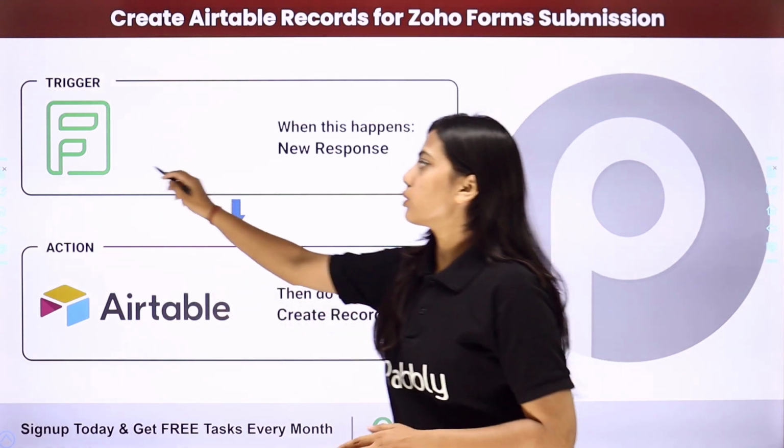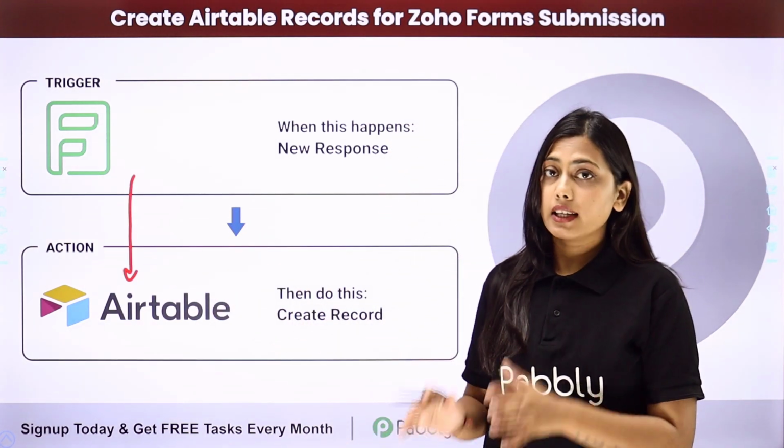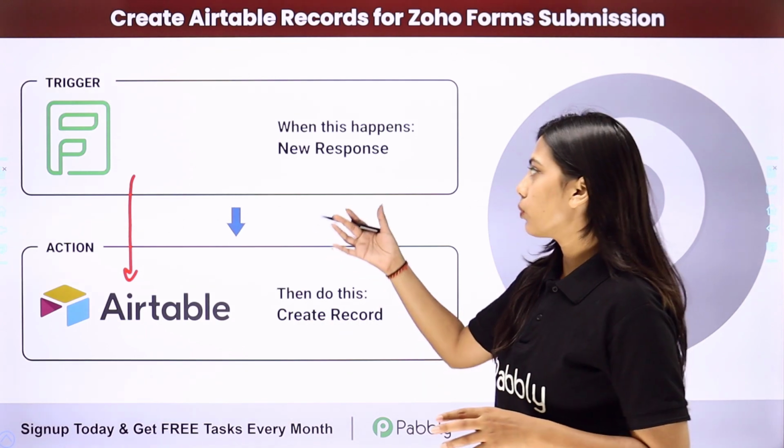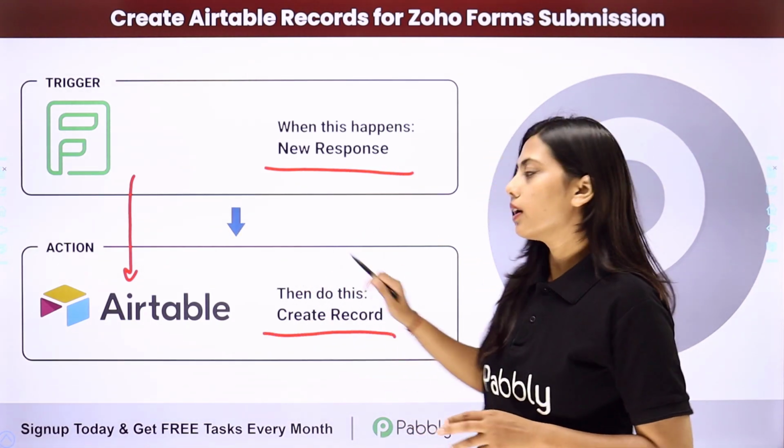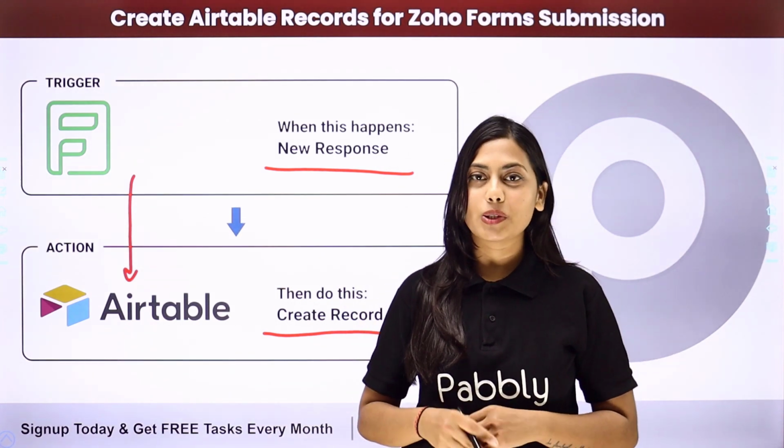Here we will integrate these two applications in such a way that in this automation by Pabbly Connect, our trigger will be the new response by Zoho Forms and our action will be to create a record via Airtable. Let us learn how to do that.